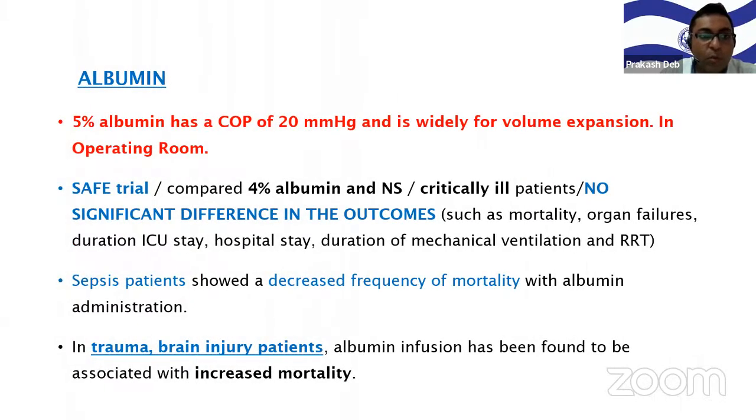If we come to albumin as a colloid in the operating room, 5% albumin has a nice physiological colloid oncotic pressure of around 20 mmHg, and it can be used for volume expansion in the operating room. If we consider critically ill patients, there was the SAFE trial, which found no significant difference in outcomes in critically ill patients. And in sepsis, in fact, if we use albumin, it has been found to decrease the frequency of mortality. However, in traumatic brain injury in neuro patients, albumin infusion has been found to be associated with increased mortality. So it preferably should be avoided.